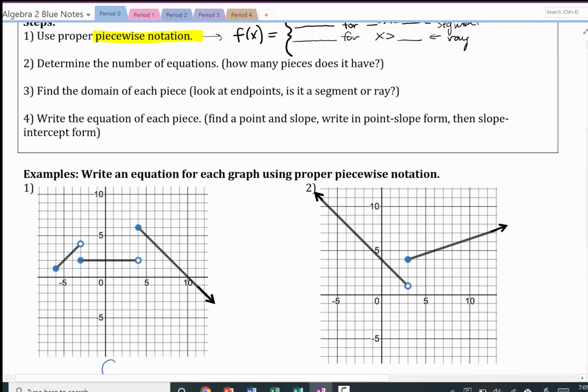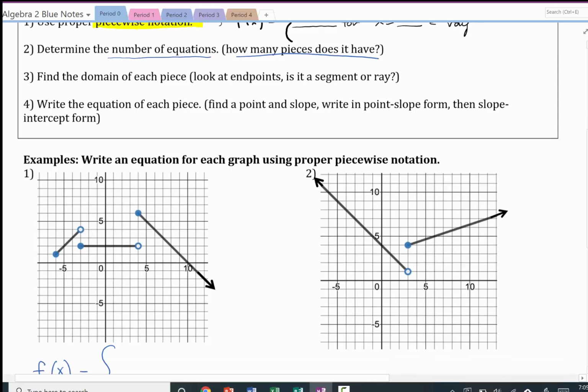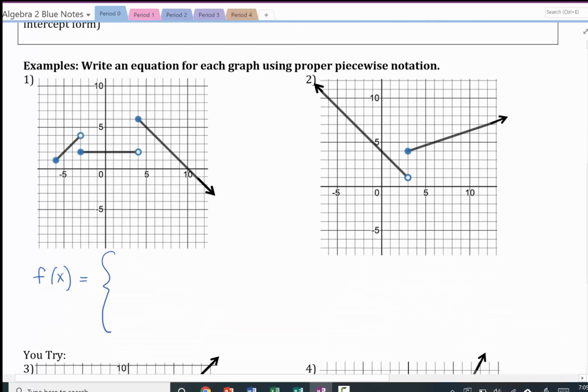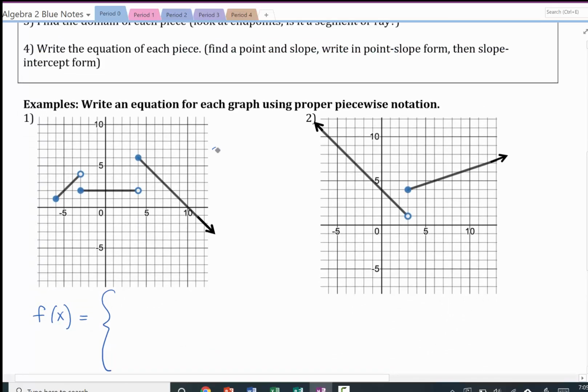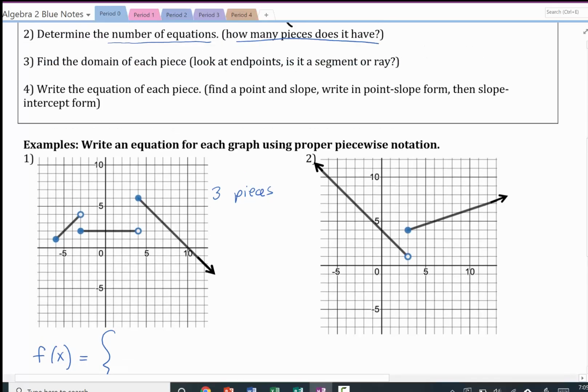Okay, step 2 would be to determine the number of pieces. How many pieces does it have? So this one's going to have 3 parts to it. Then we want to find the domain of each piece. So we look at the boundary points, the endpoints, and we also ask ourselves if it's a segment or a ray. So let's take a look at this first piece over here.